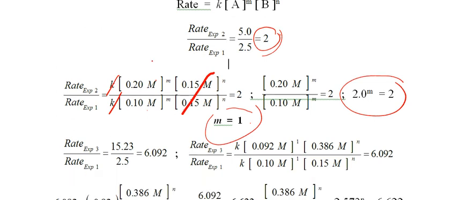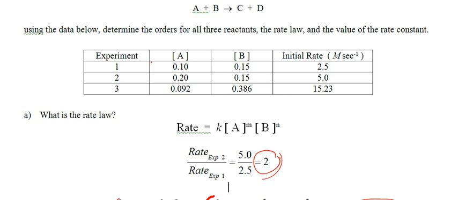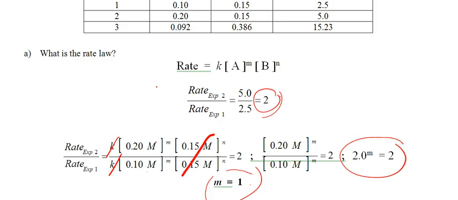Alright, looking at the next part, now that we know that A is a first order reactant, we need to solve for B. We do not want to use the same experiments 1 and 2, so we want to go with either 3 and 2 or 3 and 1. Your choice. It does not matter.